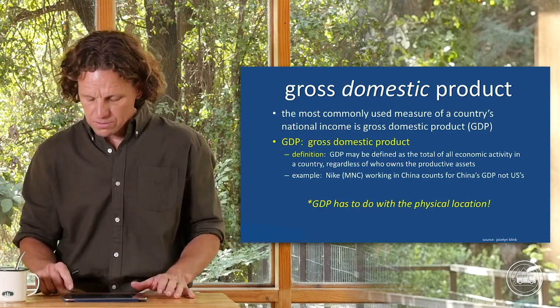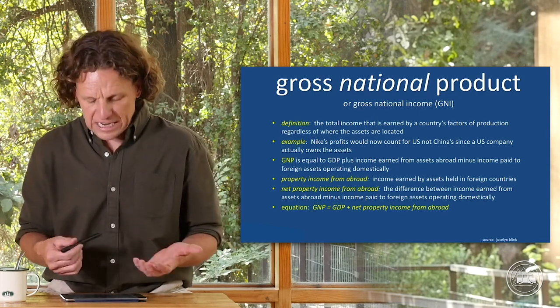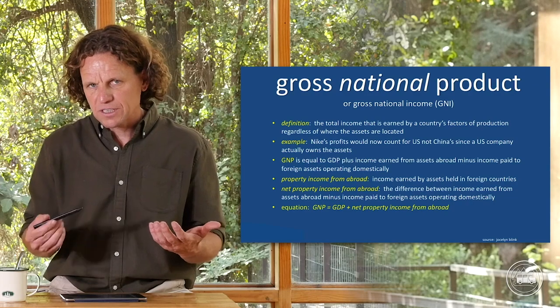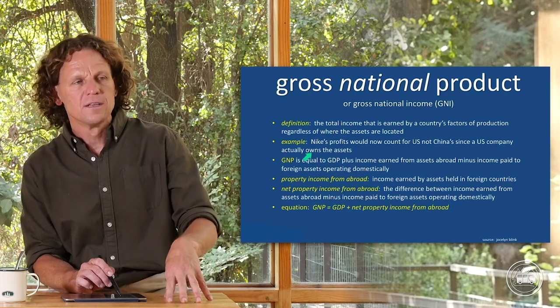Excellent. As opposed to gross national product, which, by the way, is also known as gross national income. It doesn't matter if you count the product or the income. We've already learned that, okay? So a definition of gross national product is the total income that's earned by a country's factors of production, Nike, McDonald's, Coca-Cola, Walmart, right? Regardless of where the assets or the actual stores are located. So an example, Nike's profits would now count for the United States, not China, since Nike is a US company that actually owns the company, owns the assets, or owns the actual place, the store, right?